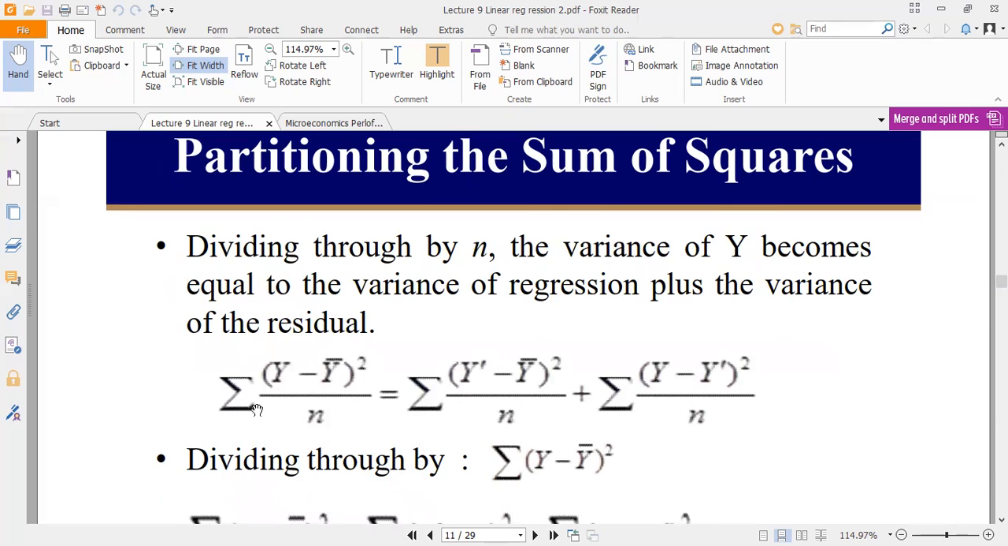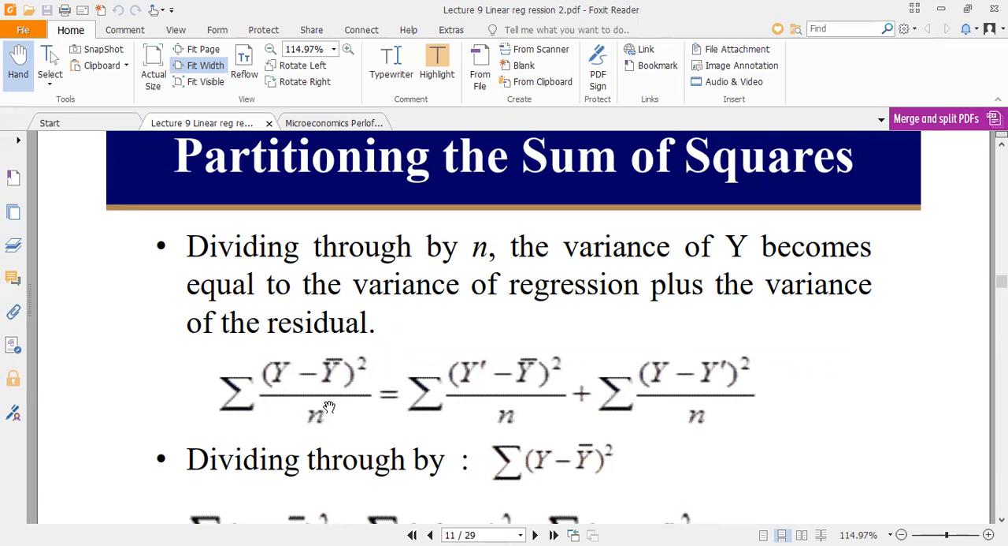Forget about the n first. So we'll have sigma (y minus the mean of y) squared is equal to sigma (y prime minus the mean of y) squared plus sigma (y minus y prime) squared. We call this the total sum of squares, without the n. We call this the regression sum of squares, and we call this the error sum of squares.